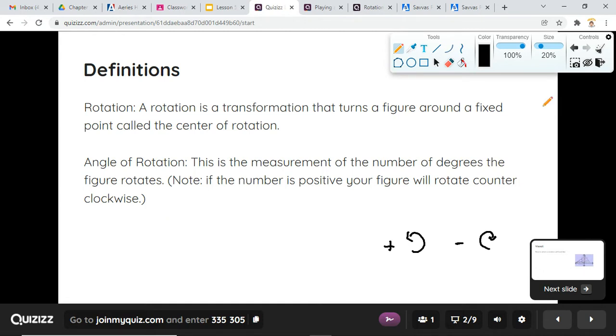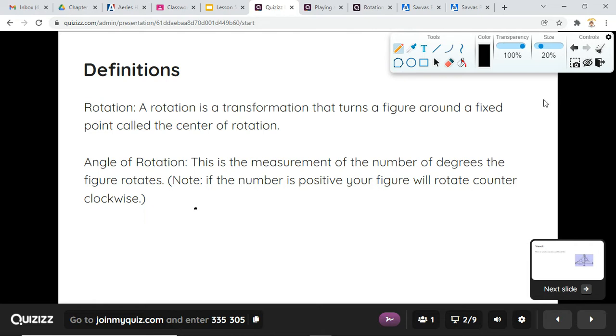So when we have a positive angle of rotation, we're going counterclockwise, or we're turning almost to the left a little bit. When we have a negative angle of rotation, we're going to be turning clockwise or kind of to the right a little bit.